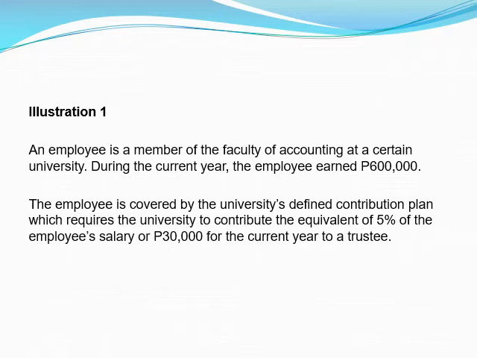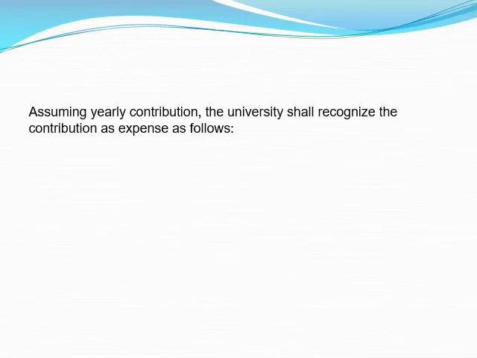See, the university or the employer is required to contribute the equivalent of 5%. So, ano yung fix? Yung contribution. Yung contribution niya daw dapat is 5% of the employee's salary. So, here, since 600,000 yung salary ni employee, 600,000 times 5%, so 30,000 yung contribution ni employer for this year to the trustee. So, assuming yearly contribution, the university shall recognize the contribution expense as follows.